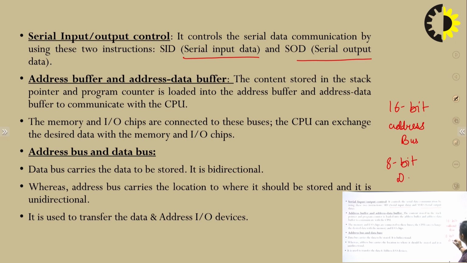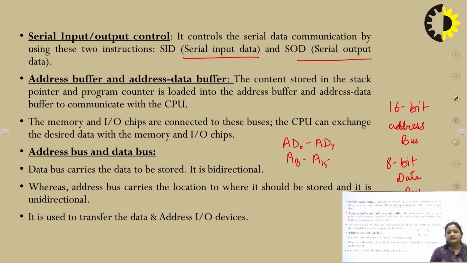8-bit data bus. In order to reduce the number of pins, the lower order address bus is multiplexed with data bus. So we have signals, lines from AD0 to AD7, which are the multiplexed form of address and data bus, and higher order address bus A8 to A15.